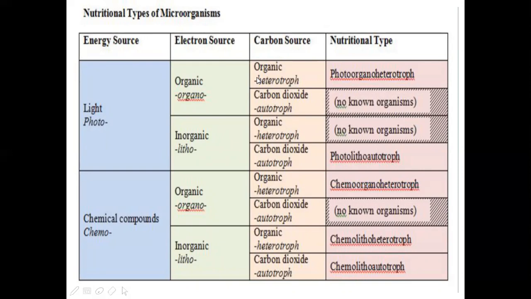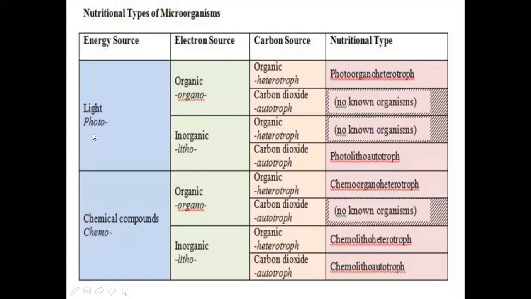And coming to the carbon source, if the carbon is taken from organic sources, we have to call it as heterotroph, and if it is taken from carbon dioxide, we have to call it as autotroph. So these are the terminology which are being used to classify any microorganism in the given categories which we have discussed till now. So let us categorize the microorganisms first. The first one is for phototrophs.